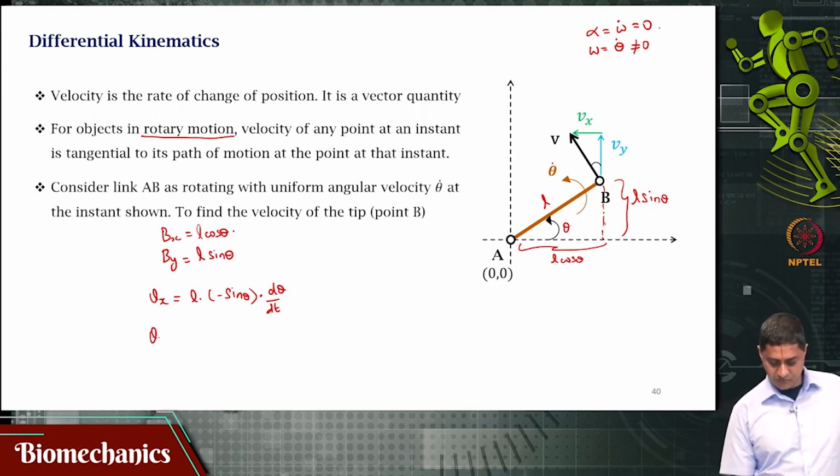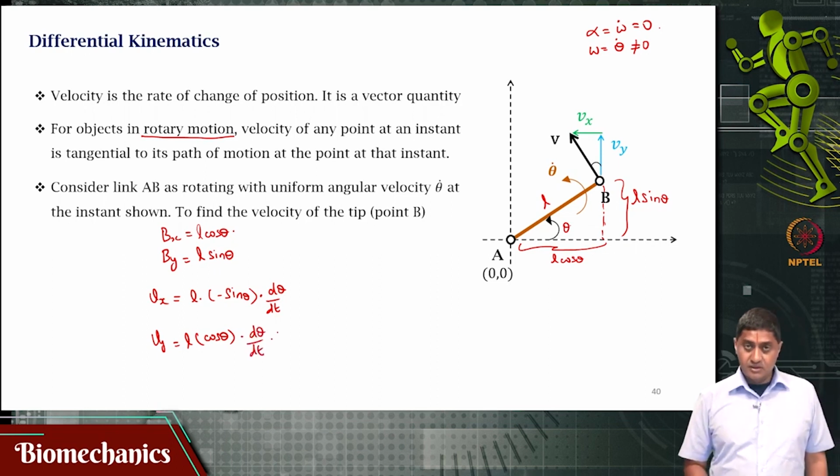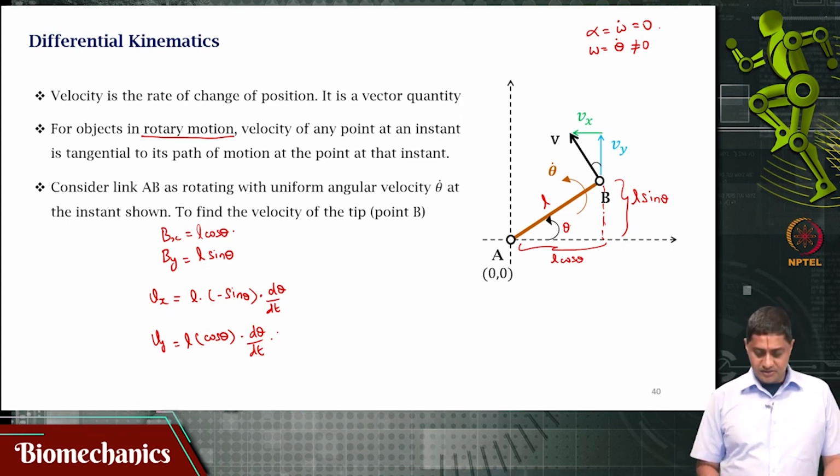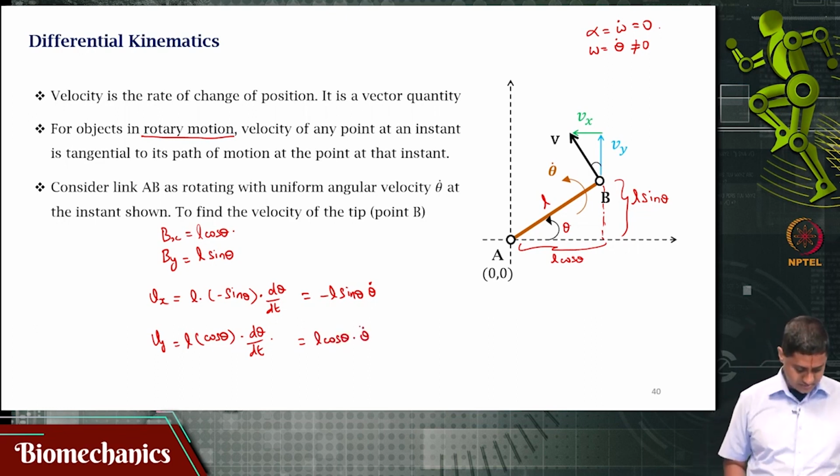That, and Vy is L times cos theta, because differentiation of sin theta is cos theta, times d theta by dt. D theta by dt, we simply use the notation theta dot. So, this is minus L sin theta theta dot, and this is simply L cos theta theta dot. Is it not?